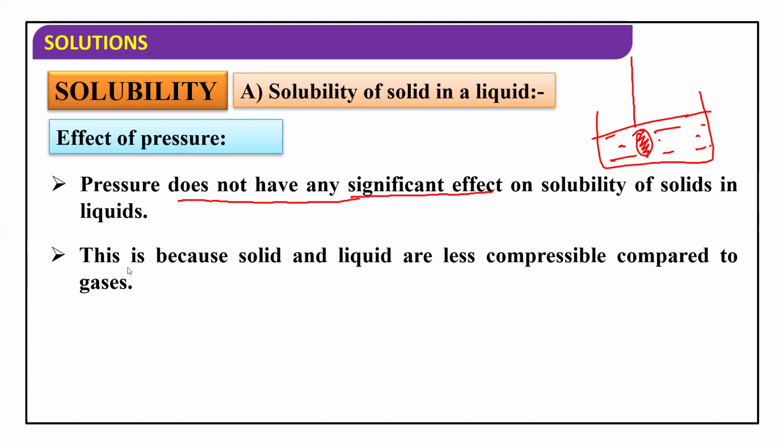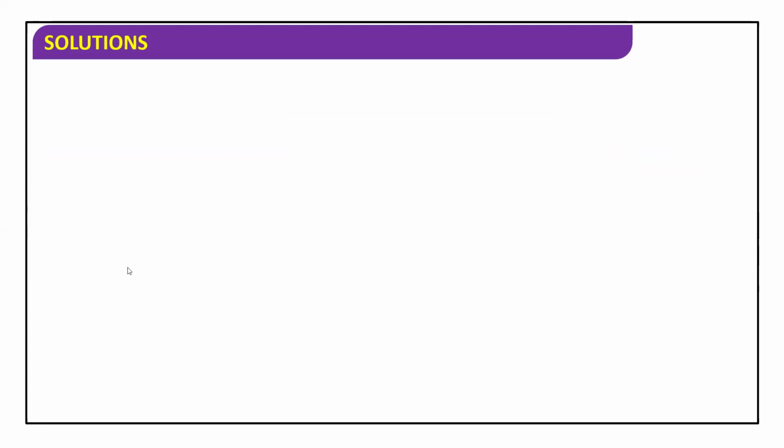If I am giving pressure on a gas, then the solubility will increase. But for a solid and liquid, since they are very less compressible, even after applying pressure to that solid, the solubility is not going to change. It is not going to increase. So pressure has no effect on solid in a liquid case. Clear? Fine. Shall we go with the next thing? Yes, I will move on to the next type.